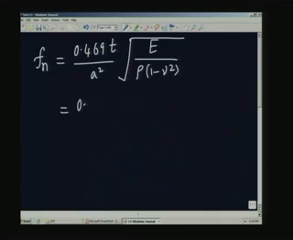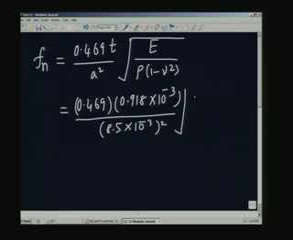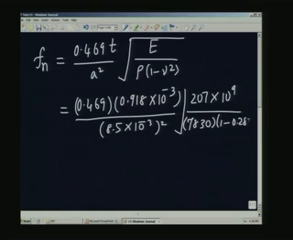So, I will just plug in the values, 0.469 into 0.918 into 10 to the power of minus 3, divided by 8.5 into 10 to the power of minus 3 whole squared, square root of 207 into 10 to the power of 9 divided by, this will be 7830, which is the density, 1 minus 0.285 whole squared.